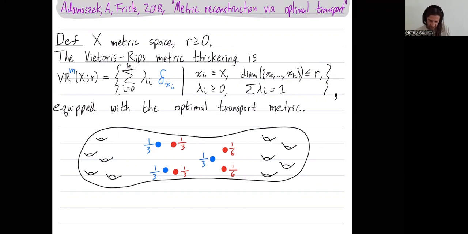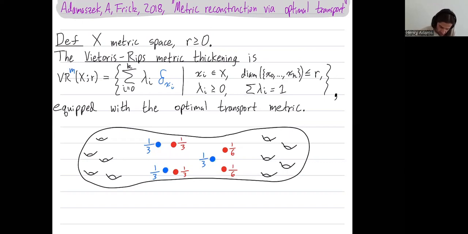So let's say X is this manifold and I build this metric thickening. In the Rips simplicial complex, I might have had a triangle here and I might have had a point in its geometric realization. But now I think of that point at the barycenter as just a measure with mass 1/3 at each of the vertices. So this point in the geometric realization of the Rips complex, I now interpret as a probability measure with mass given by the barycentric coordinates.